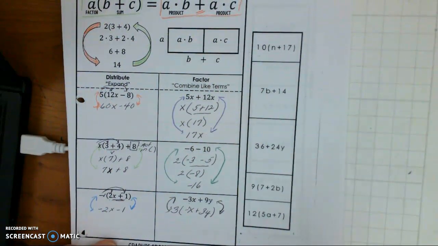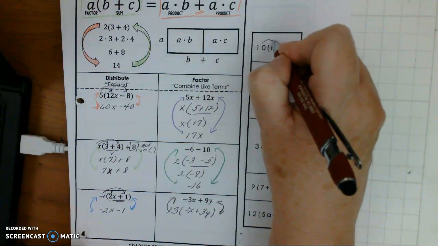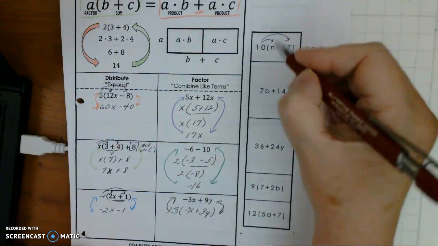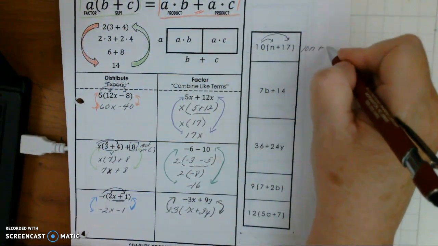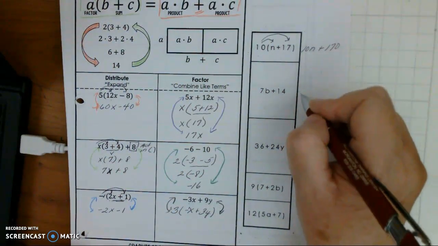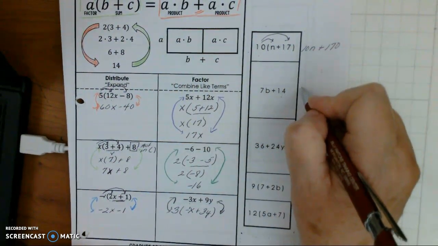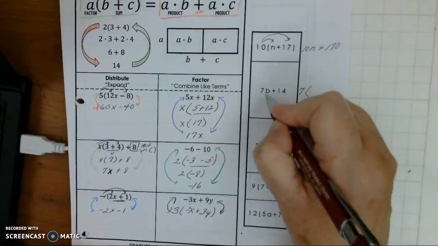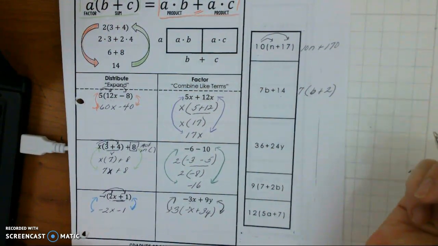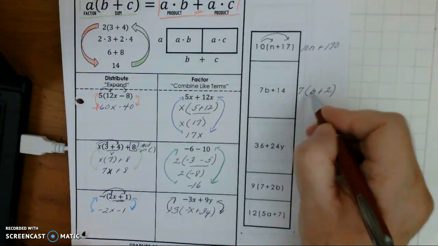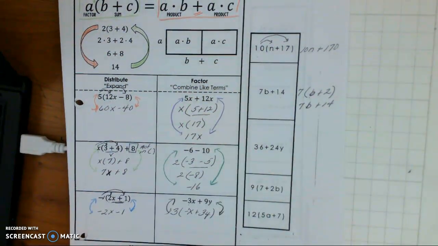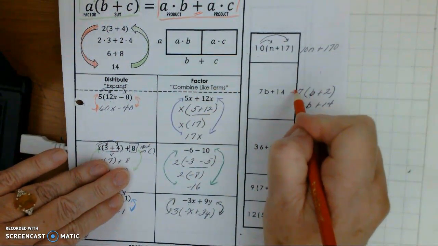Okay, we're back again. For this one, I'm going to use the distributive property: 10 times n is 10n, and 10 times 17 is 170. Now this one, I'm going to break it down. 7 goes into 14, so I'm going to factor out 7. Remember, there's a 1 in front of the b if it's by itself, plus 2. If you do it out, it's 7b plus 14. So you see how they're equivalent.